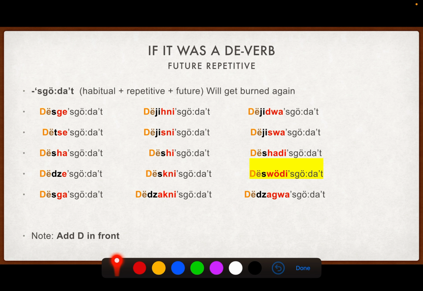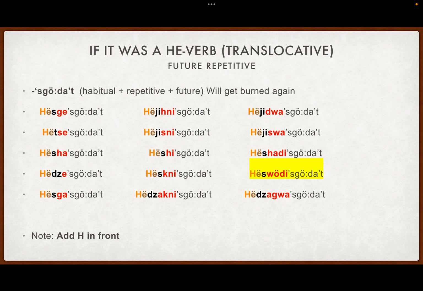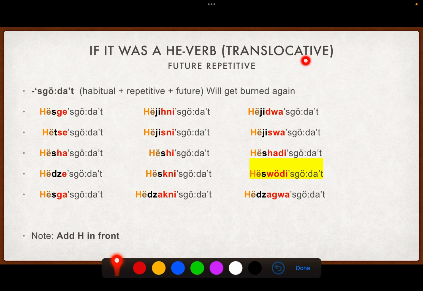Dan. If it was a hey verb, a translocative verb, instead of dan, now you put a H in the front. Instead of dan, now it's hen. It's still all the same ways that you added these.